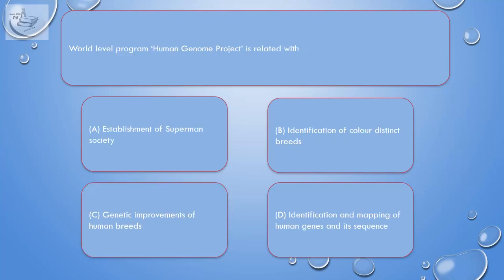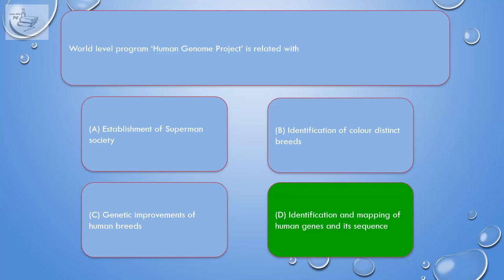Question: the world level program, Human Genome Project, is related with A. Establishment of Superman Society. B. Identification of color distinct breeds. C. Genetic improvements of human breeds. D. Identification and mapping of human genes and its sequence. Correct answer is D. Identification and mapping of human genes and its sequence.